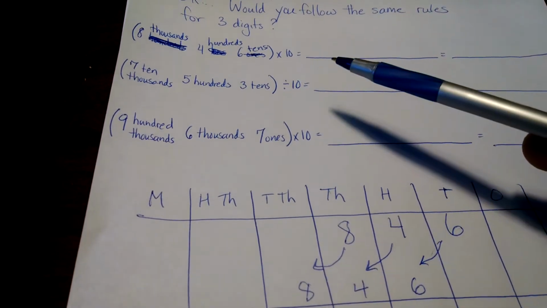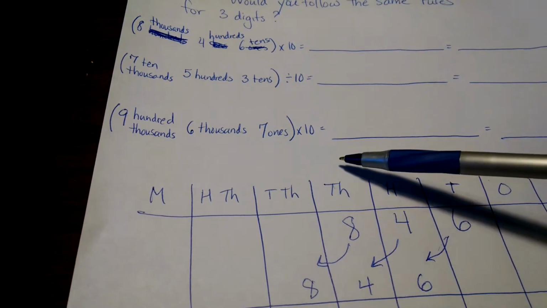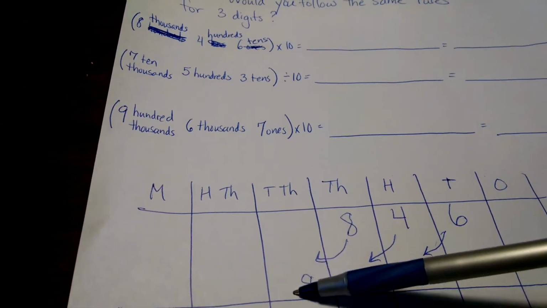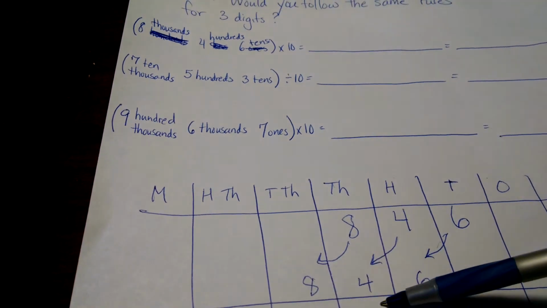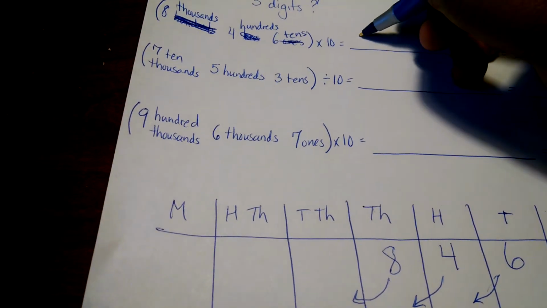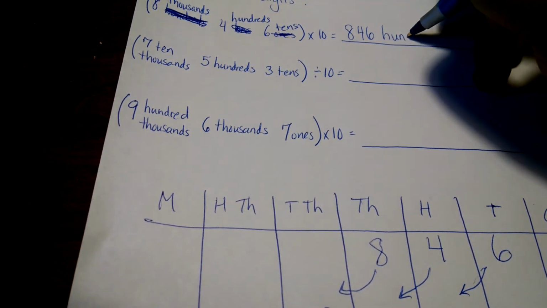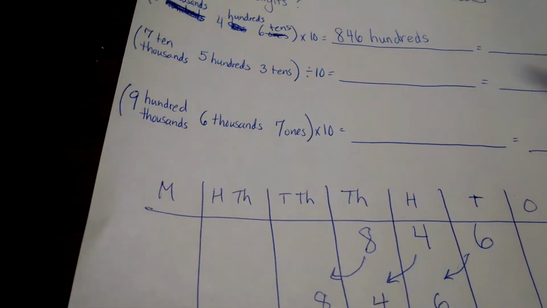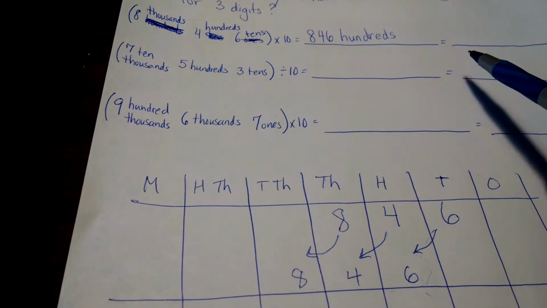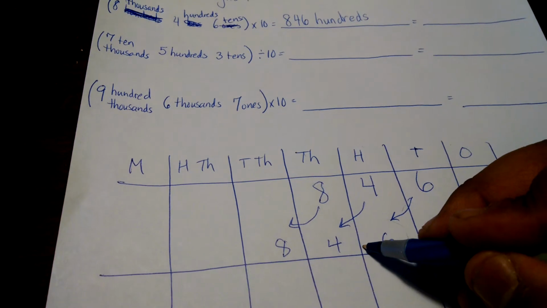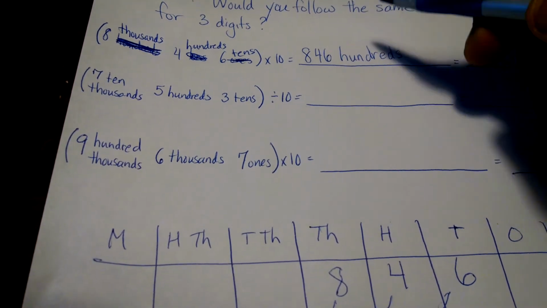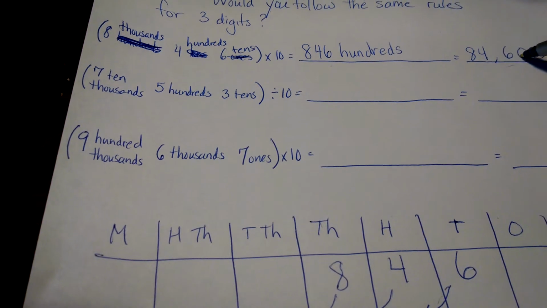So I have 8 10,000s, 4,000s, 600s. That's a lot to write here. So let's look at this again. The digits happen to be all on the same row. So what unit form could I write for this? Well, I have 846 hundreds. That would work, because I have 8 10,000s, 4,000, 600s. Put all together, that's 846 hundreds. And in standard form, that's 84,600. You can see the 846 in my number right here.